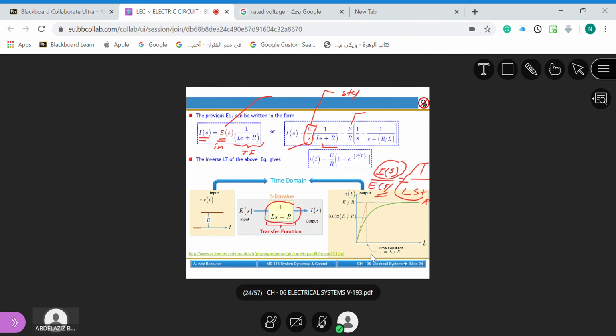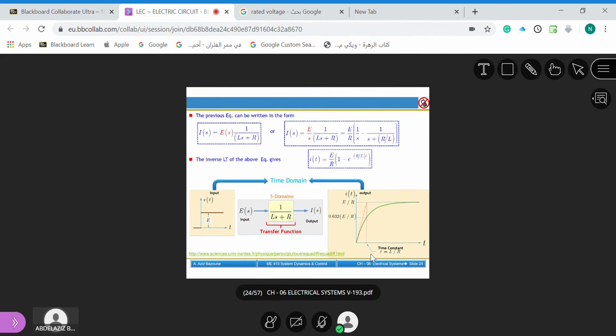Now, if you take the inverse Laplace transform of this, it will give you E over R as common between the two, and then we have one coming from here, and this one, exponential minus R over LT: 1 minus exponential minus R over LT. As you can see, your voltage or current starts from 0, and then it goes up to a certain value and stays constant, E over R. This is the step behavior.